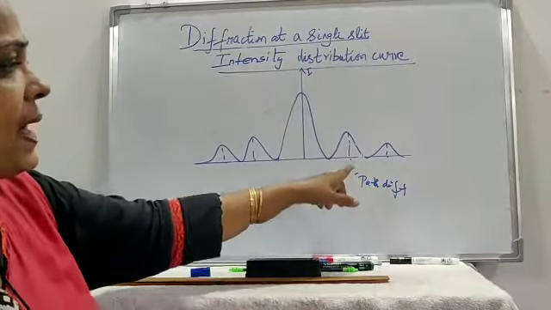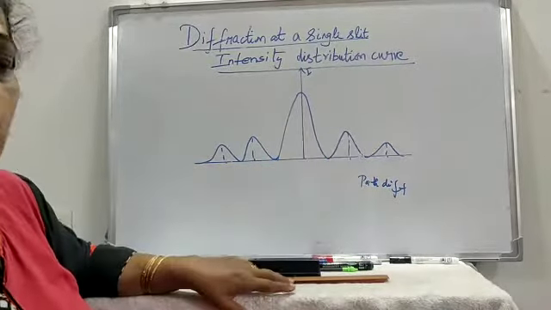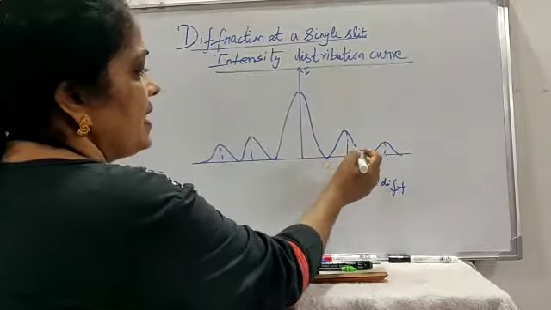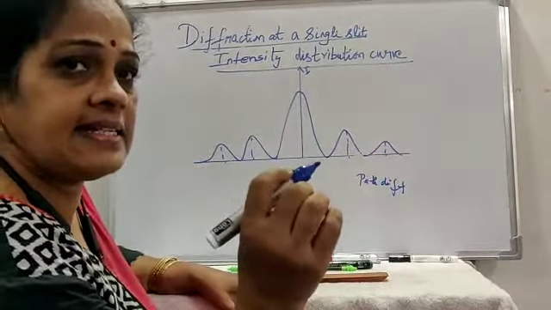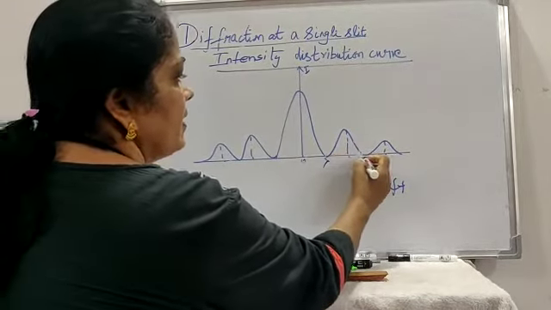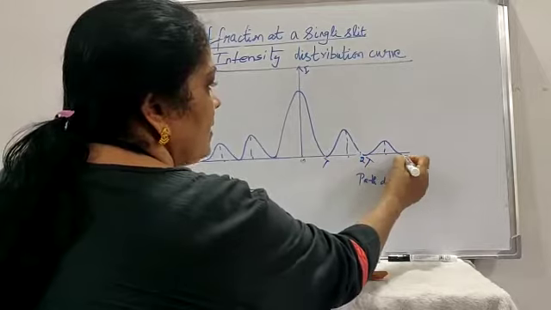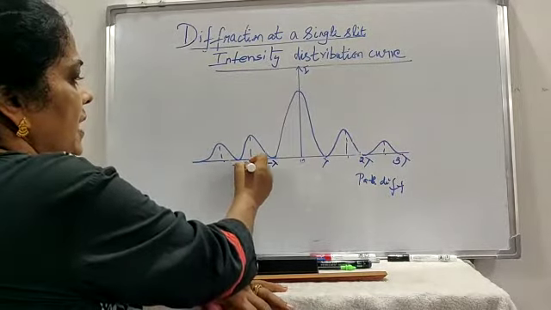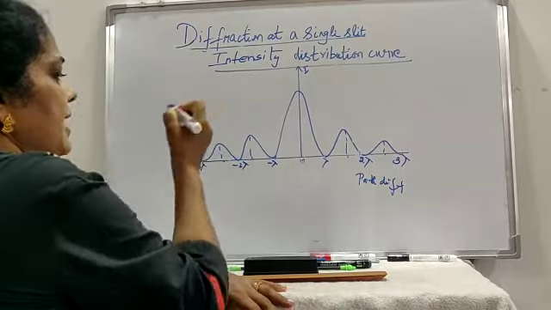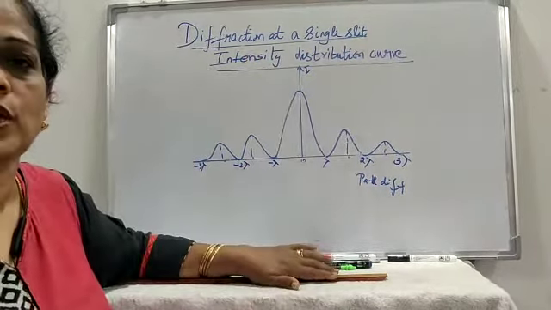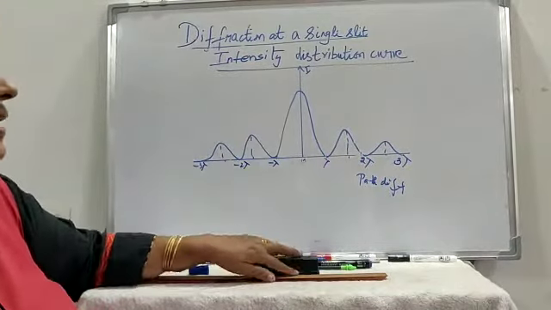But since this is the path difference, let us write the condition for path difference for minima. You know that a sin theta is n lambda. So this has to be 1 lambda, this has to be 2 lambda, 3 lambda. Similarly, on the other side, minus lambda, minus 2 lambda, minus 3 lambda, and so on. So this is the intensity distribution curve for a diffraction pattern.